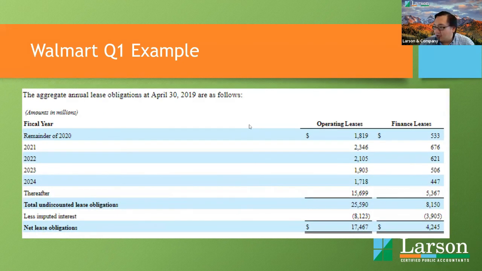This is the maturity schedule, between operating and finance. So they'll disclose the cash flow and discounted payments, and then the imputed interest related to it to get to the net lease obligations.